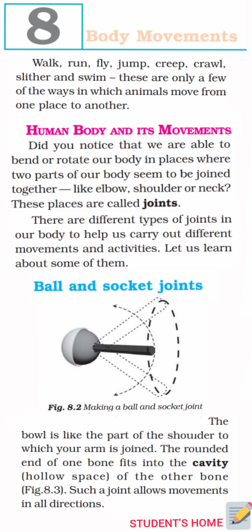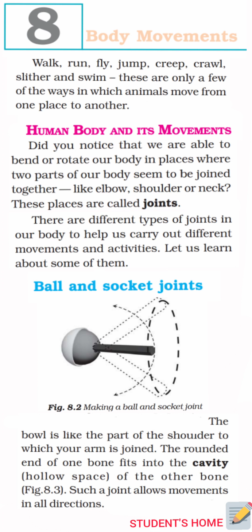Similarly, there are many bones present in each part of the body. We can bend or move our body only at those points where bones meet. There are different types of joints in our body to help us carry out different movements and activities. So class, now we will move to our first joint, that is the ball and socket joint.